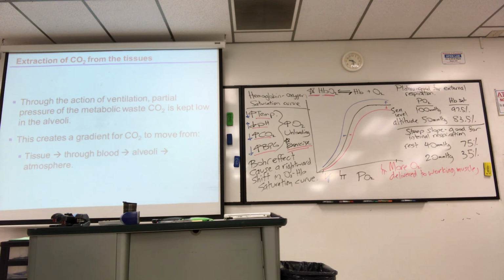Extraction of CO2 from the tissues. Think of CO2 as a waste product building up in your tissues. You've got to get rid of it. Through active ventilation, the partial pressure of metabolic waste CO2 is kept low in the alveoli. This creates a gradient for CO2 to move out of the tissue into your blood and to the alveolar spaces in your lung, and you breathe it off to the atmosphere. Here's a picture of that.